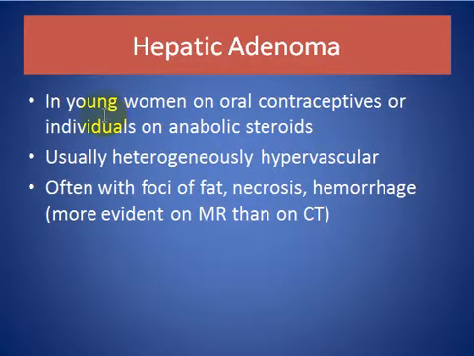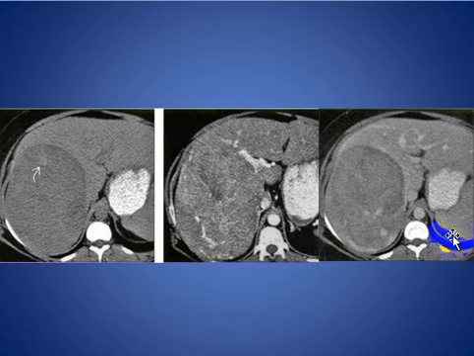Hepatic adenoma, seen in a young woman or a patient on oral contraceptives or an individual on anabolic steroids, usually heterogeneous and hypervascular, often with foci of fat, necrosis, and hemorrhage, more evident on MRI than on the CT scan. Here we see a large lesion involving the right lobe of the liver with a slightly dense area, suggestive of hemorrhage.